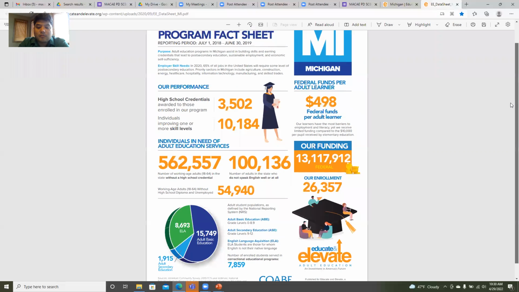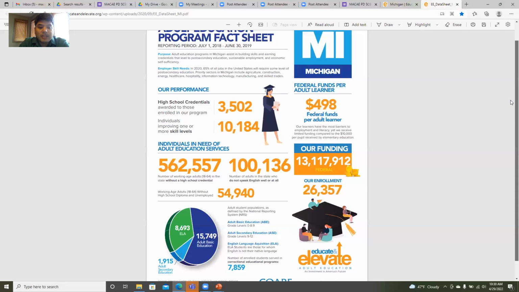And part of sharing this is so that we can understand our impact, and understand not only the literacy levels of the adults that we're serving, but also the impact of who they're reaching outside of the walls of our buildings or in our virtual classrooms.